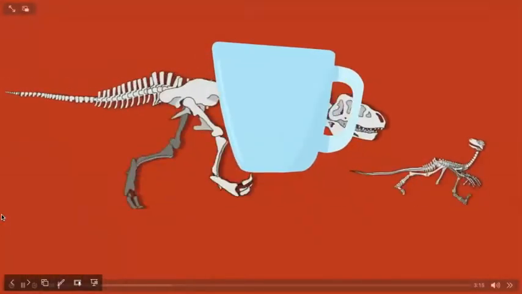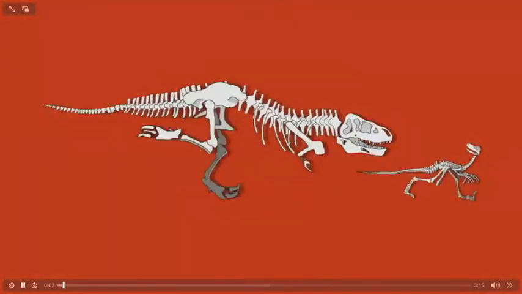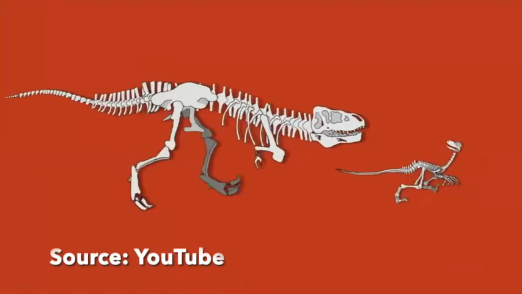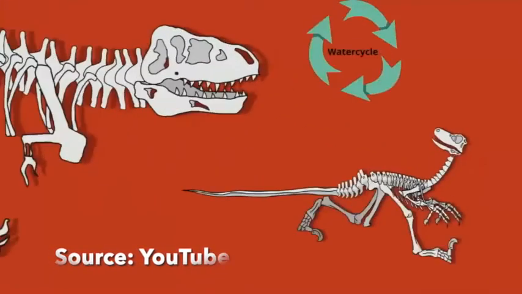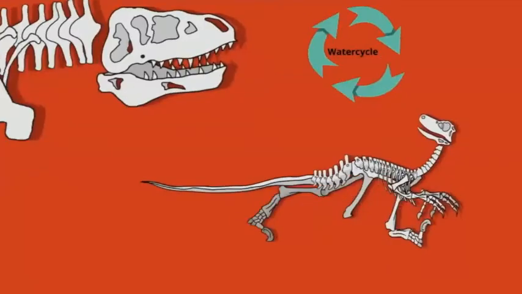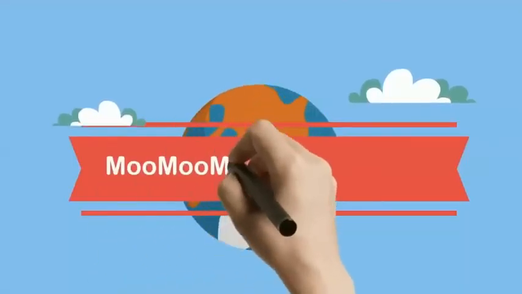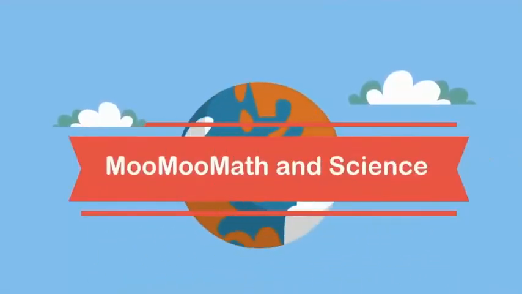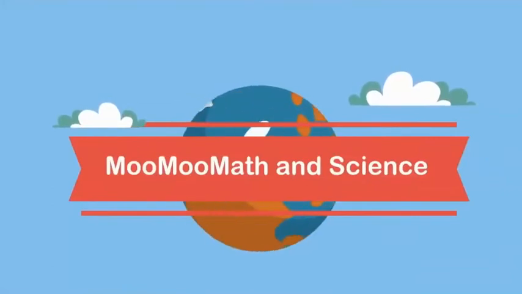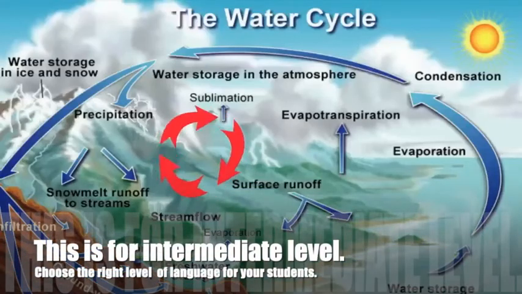The water we drink today is the same water enjoyed by dinosaurs a long time ago. This is because the water cycle helps keep water going round and round. Welcome to Moo Math and Science and the water cycle with some demos. You're familiar with this picture of the water cycle. Water moves around and around and is constantly moving.